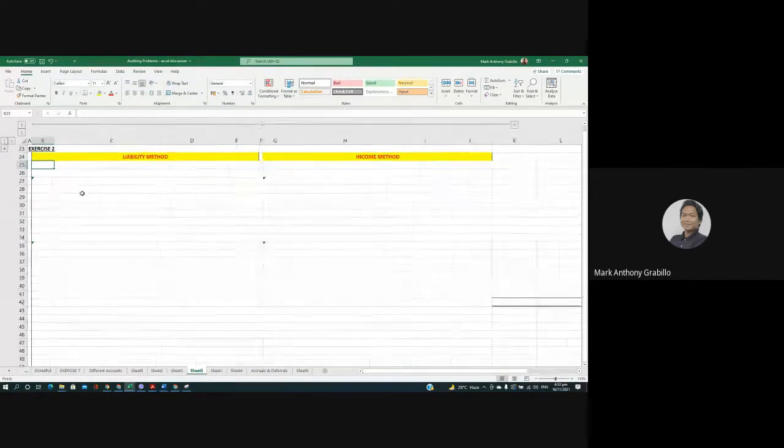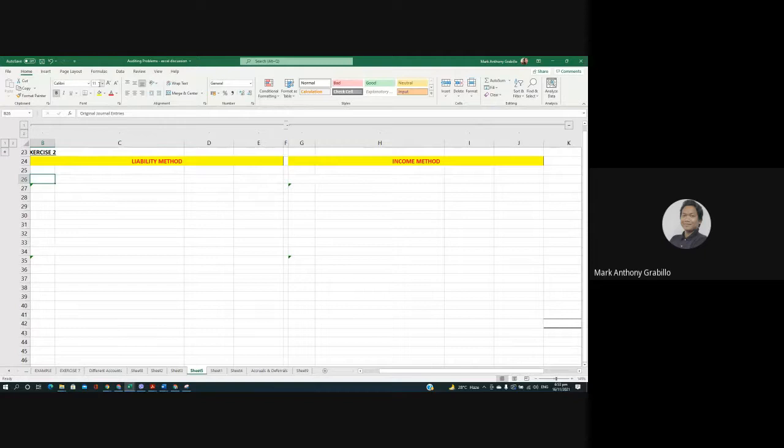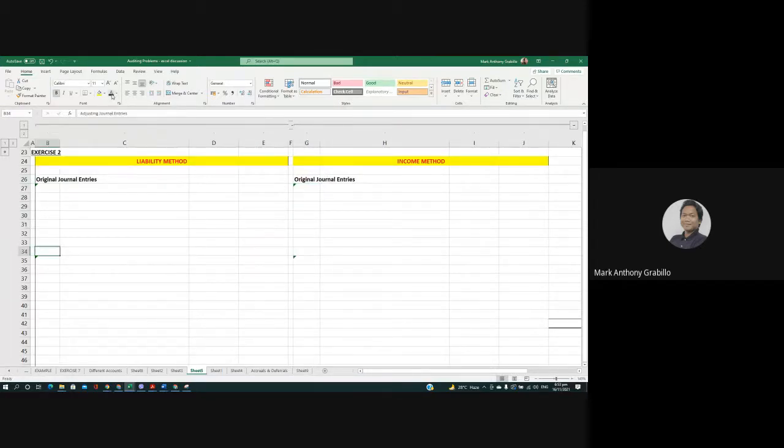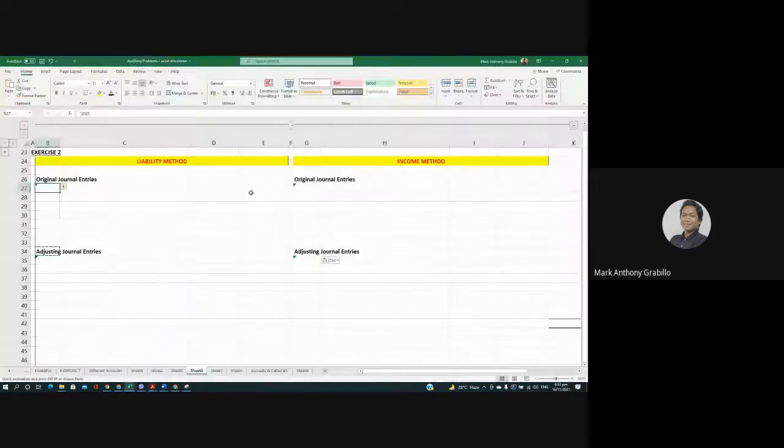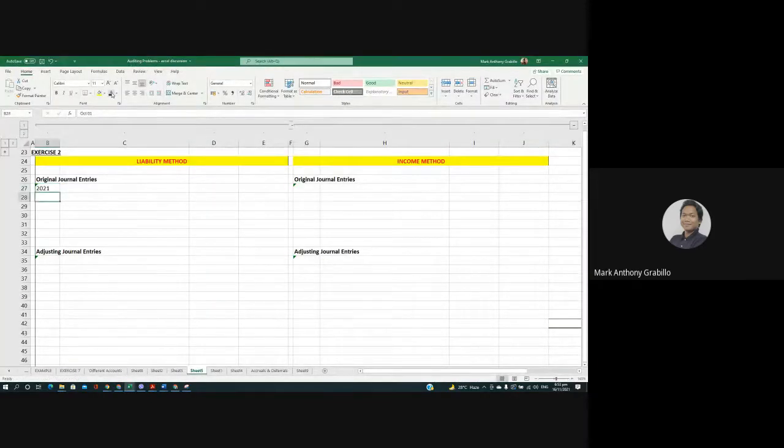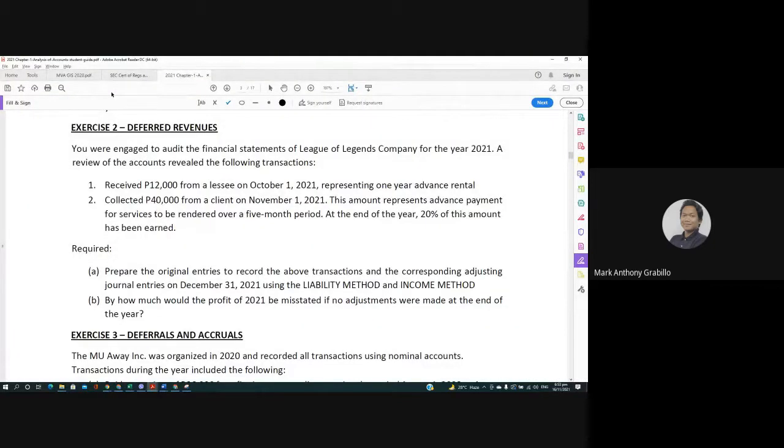So, siyempre, pinapagawa tayo, una, ng original journal entries. Tapos, pinapagawa din tayo ng adjusting journal entries. So, gawa natin adjusting journal entries. So, kailan daw nagbayad for advance rental si lessee? October 1, 2021. So, lagay natin yung date, October 1. What will be our entry doon sa number 1 transaction?